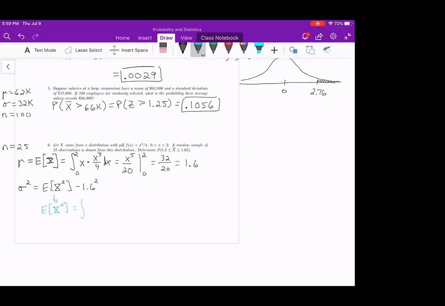which by definition is the integral from 0 to 2 of X squared times the PDF, which is X cubed over 4 dx. And so it's the integral of the function inside the expectation times the PDF. That is the definition of expected value. So the integrand is X to the 5th over 4. When you integrate this, you get X to the 6 over 4 times 6, which is 24.